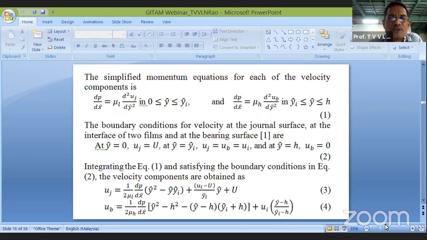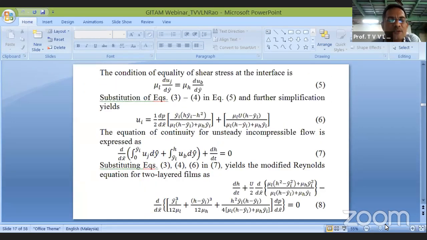I don't want to go into the details of the modeling, but all I wanted to say is we have the governing equations, which we call the momentum equations. And we write the momentum equations for each fluid in the clearance space. Then we have the boundary conditions, including the interface boundary conditions. When we integrate the momentum equations with the boundary conditions twice, we get what is called the velocity profile.